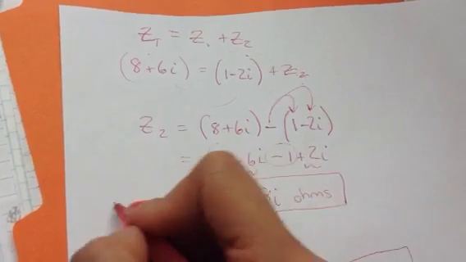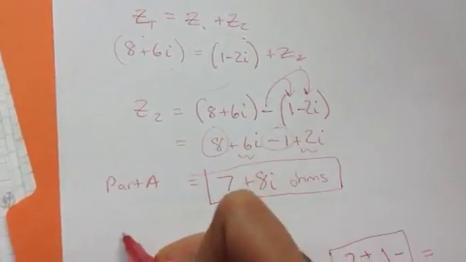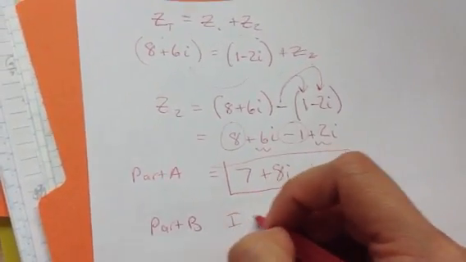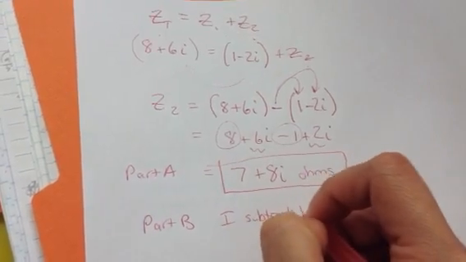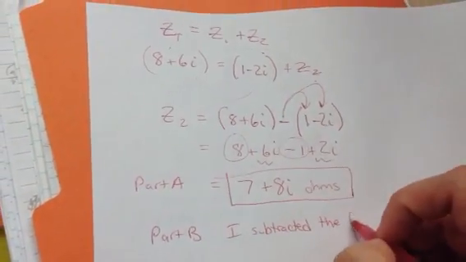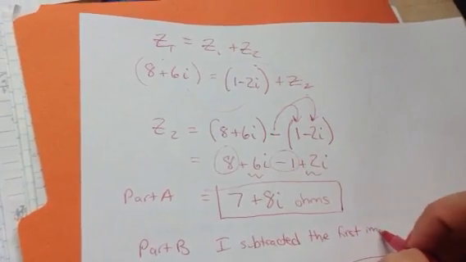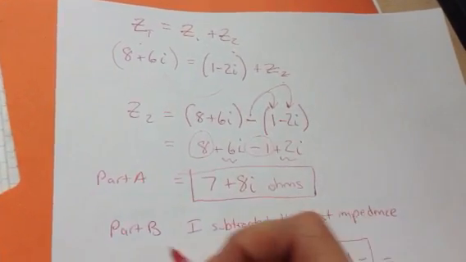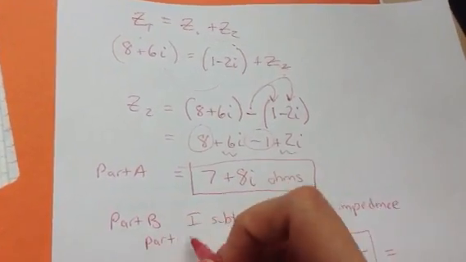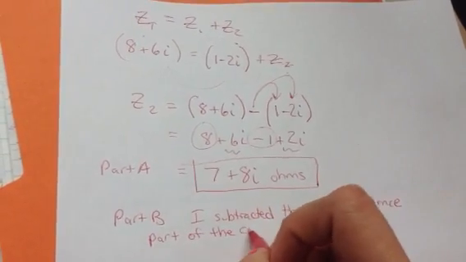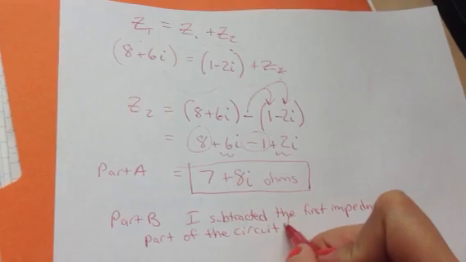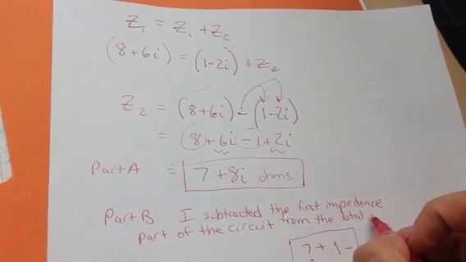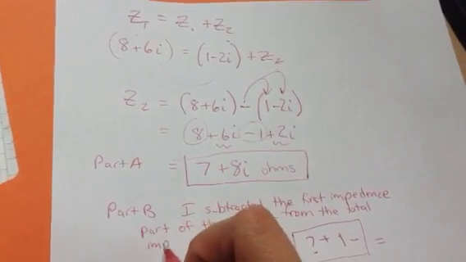So explaining, this was part A. Part B, explain your answer. You can just say, I subtracted the first impedance part of the circuit from the total impedance.